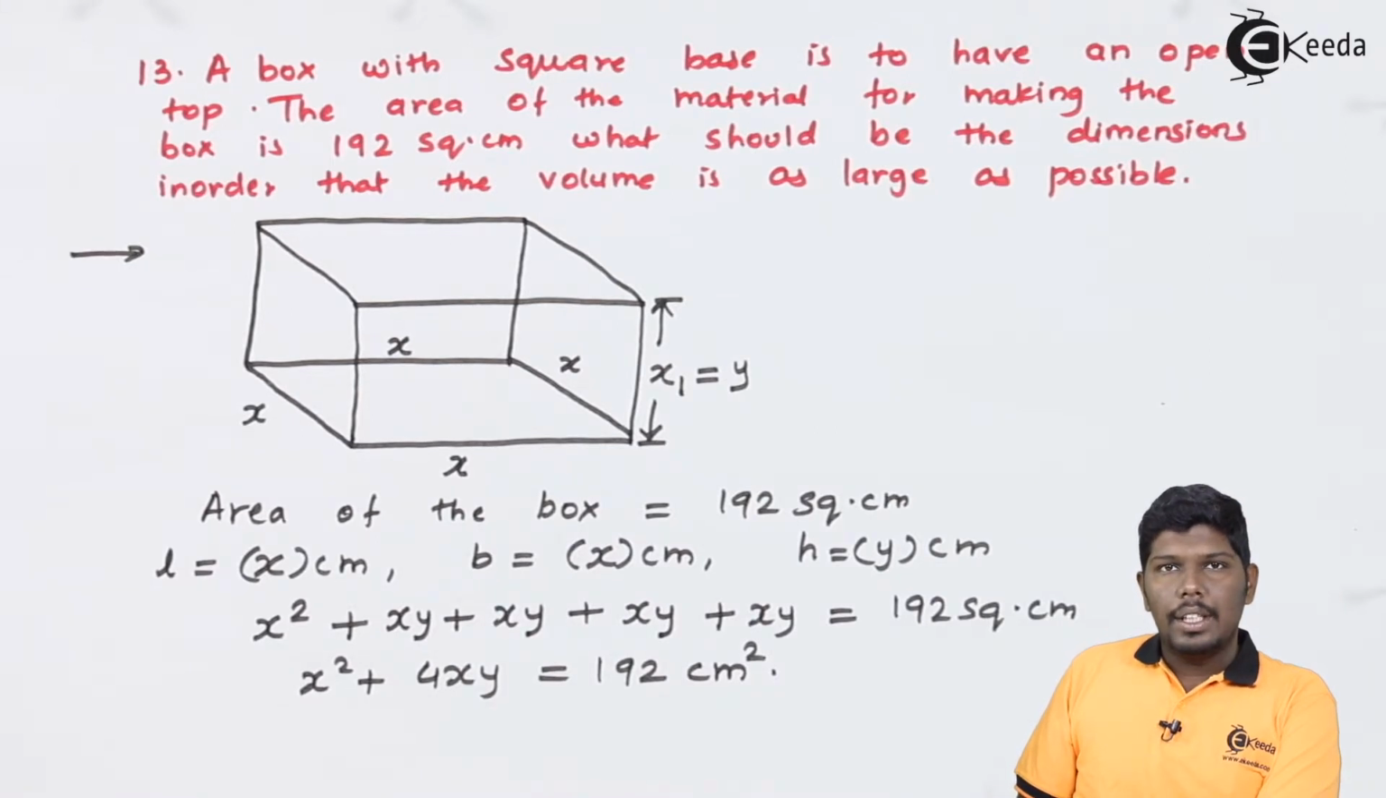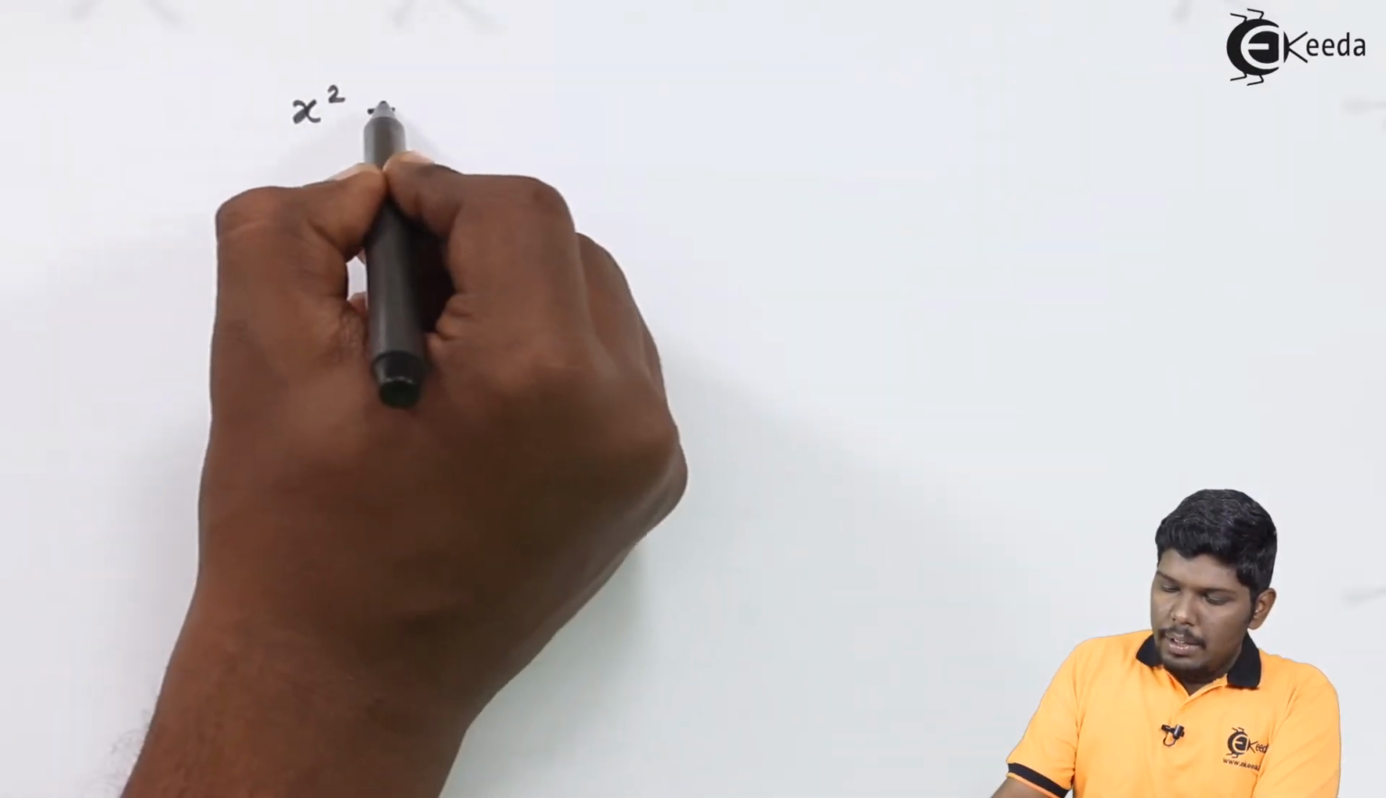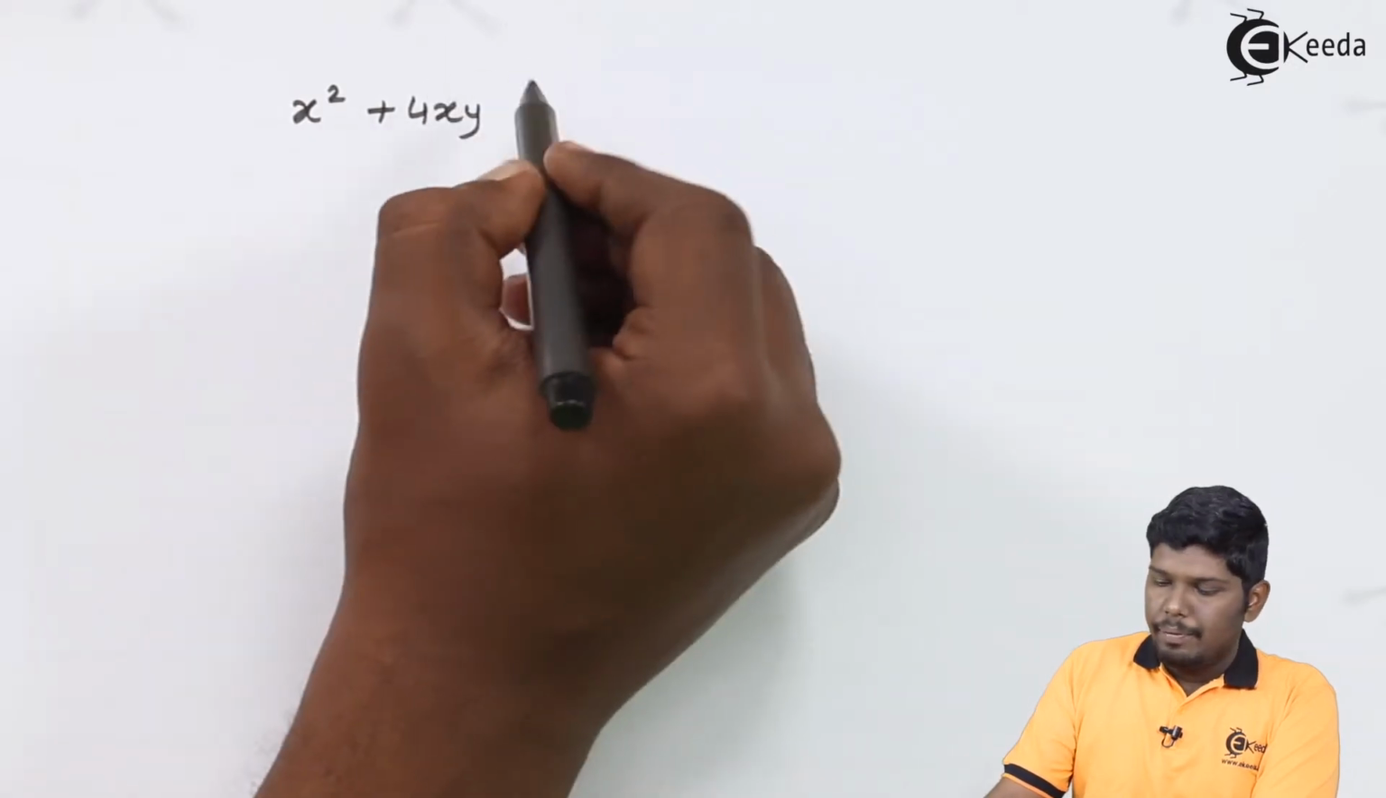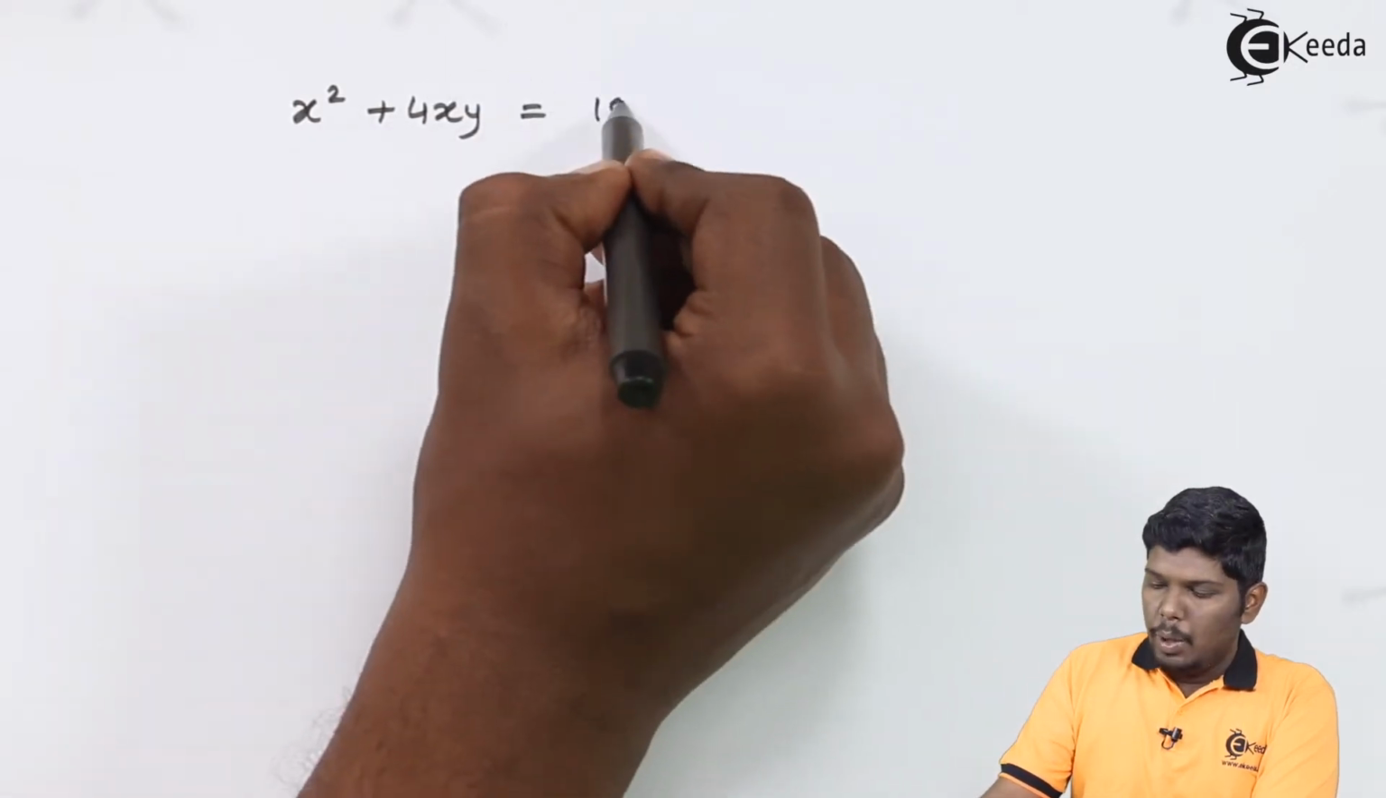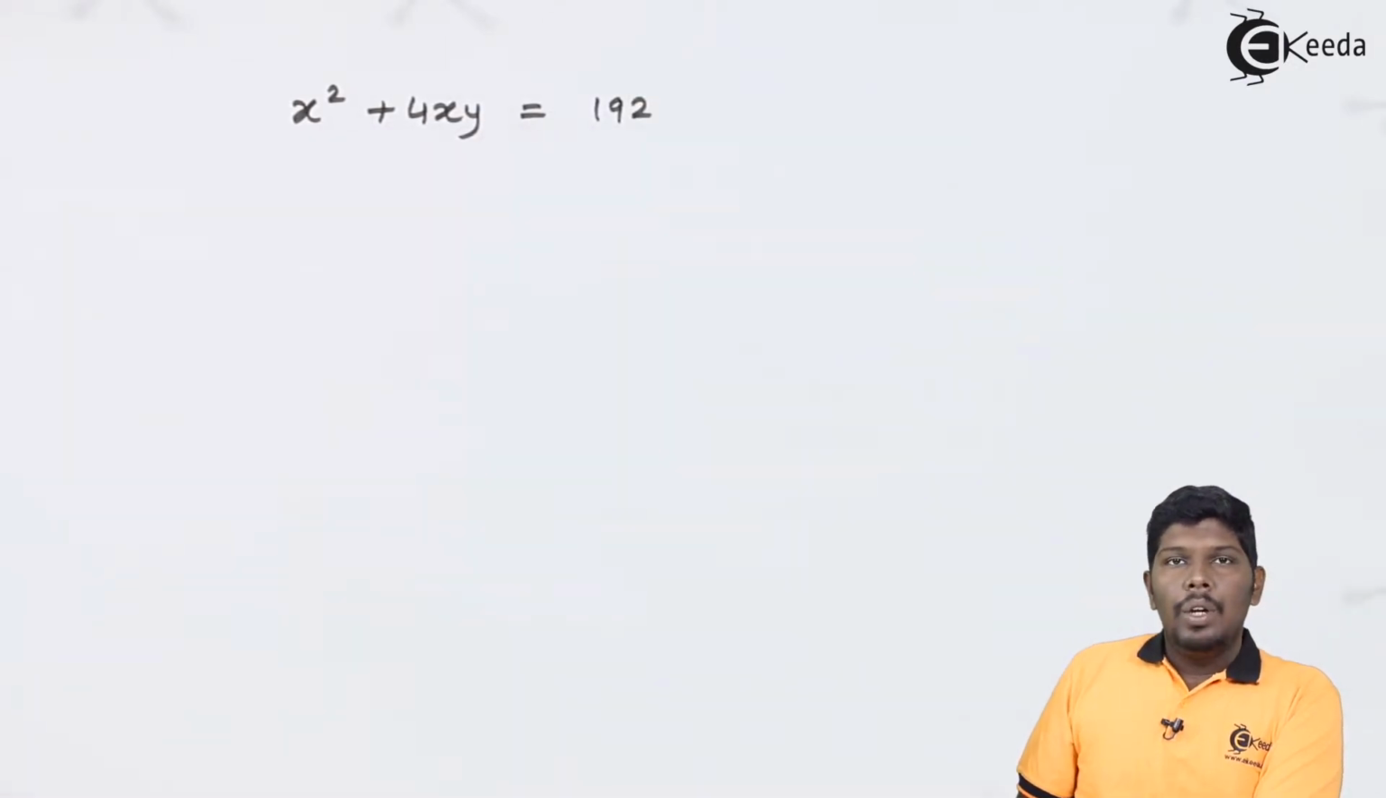Now let us see the next step. Area was x square plus 4xy is equal to 192. Now we need to maximize the volume, and volume of a cuboid is length into breadth into height. For that, we need to convert length, breadth and height in a single variable, that is x. Let us see how to convert y in terms of x.